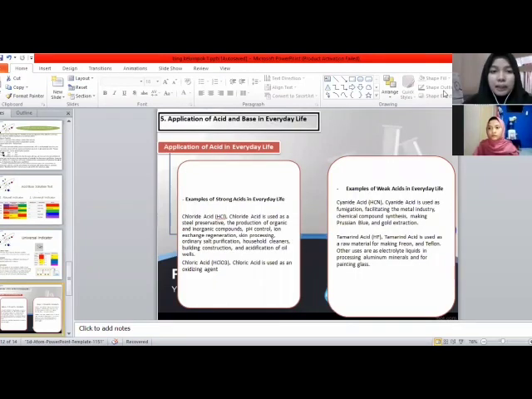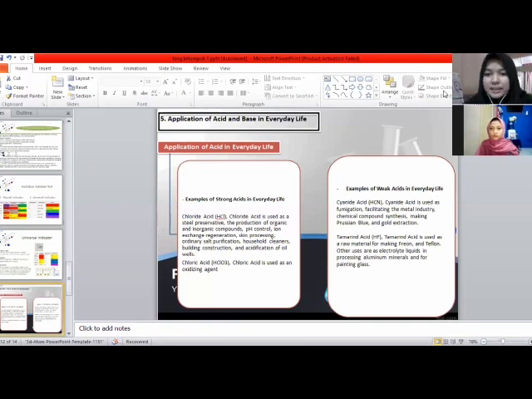Application of acid and base in everyday life. Application of acid in everyday life. Example of strong acid in everyday life. Hydrochloric acid. Hydrochloric acid is used as a steel preservative, the production of organic and inorganic compounds, pH control, ion exchange regeneration, leather processing, ordinary salt purification, household cleaners, building construction, acidification of oil wells. Chloric acid. Chloric acid is used as an oxidizing agent.